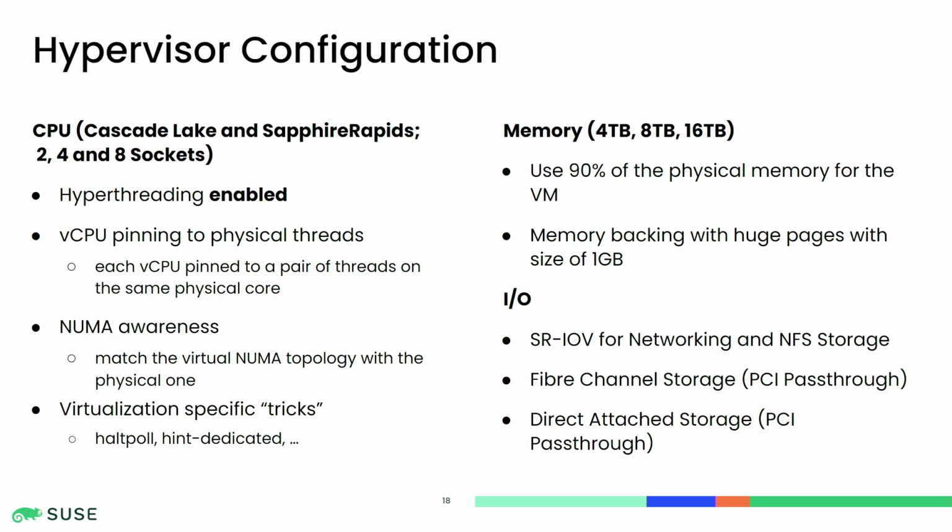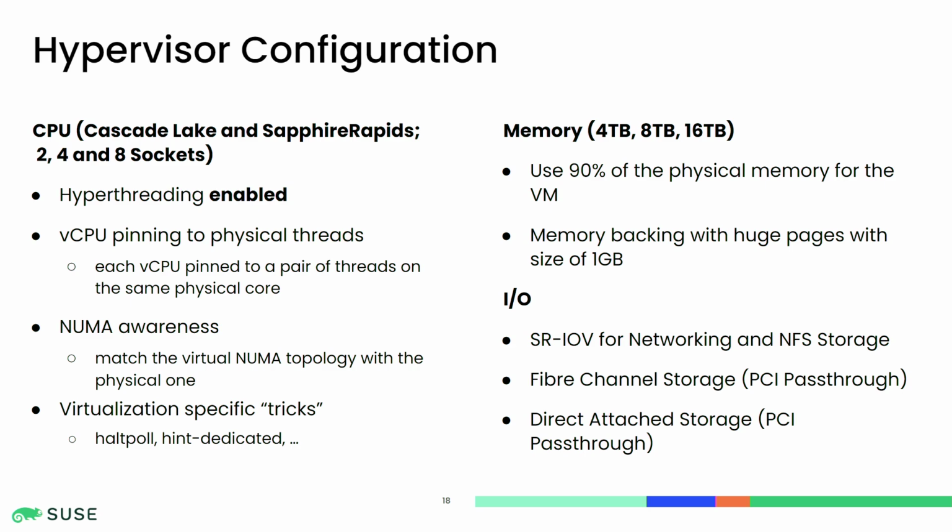A subset of all the configuration we do when it comes to the hypervisor configuration. I just talked about the first two bullet points. Hyperthreading needs to be enabled. vCPU pinning needs to be enabled and configured for all used virtual CPU cores or all used physical cores respectively. The virtual machine needs to be NUMA aware, not only NUMA aware, but needs to clone the physical NUMA topology one-to-one. I don't want to go into the virtualization specific tricks. We have some tuning parameters that are covered in this section. It's all in the best practices guide that I will talk about soon.